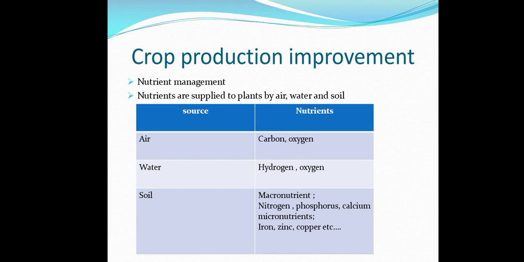Crop production improvement: nutrient management. Nutrients are supplied to the plant by air, water and soil. From air, the nutrients are carbon and oxygen. From water, hydrogen and oxygen. From soil, there are two types of nutrients, macronutrients and micronutrients. Macronutrients: nitrogen, phosphorus and calcium. Micronutrients: iron, zinc, copper and so on.